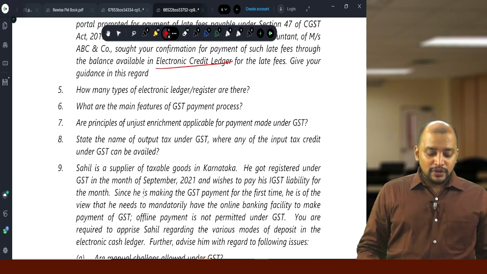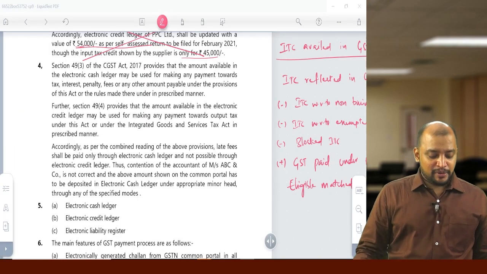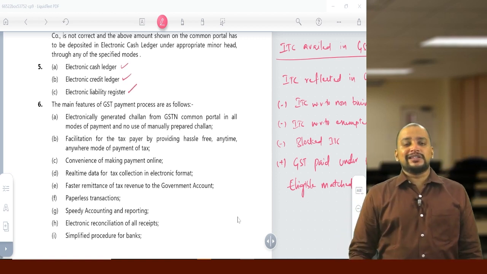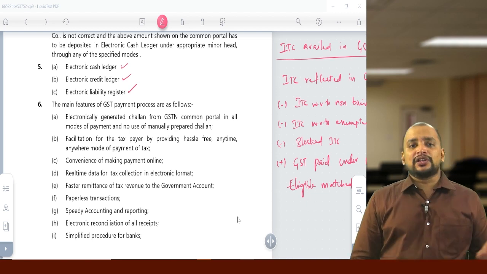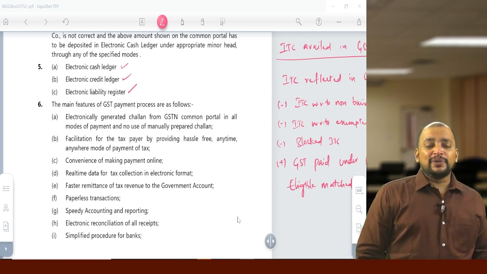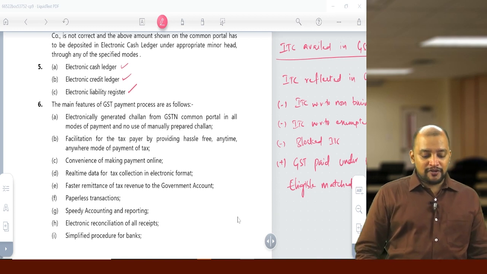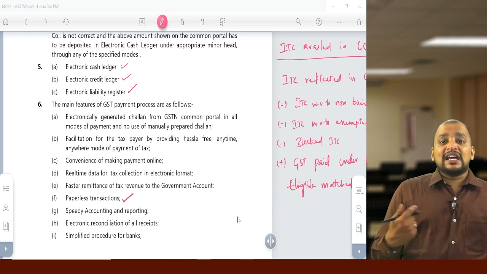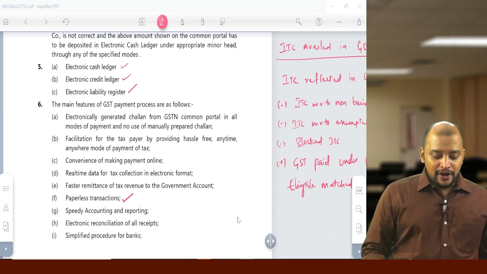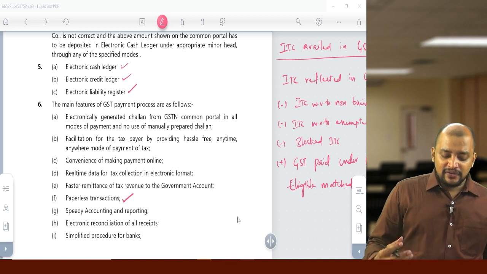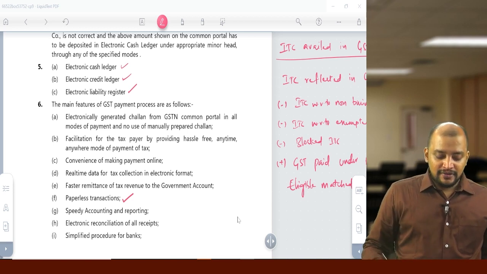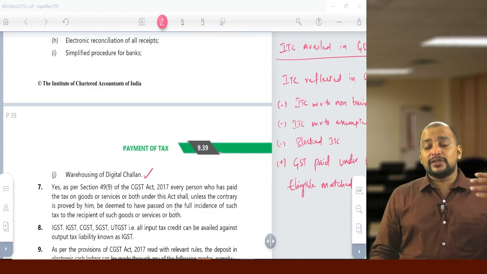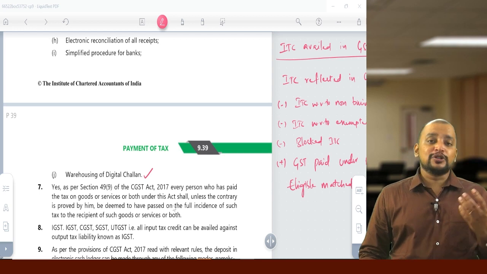What are the main features of GST process? So three ledgers we have seen. Main features of GST process is that now there is elimination of paper transactions. Completely everything is automated. Therefore, paperless transactions. Previously challans we needed to preserve, but now we don't have to preserve the challan. Everything will be recorded. Therefore, warehousing of digital challans. Now we don't have to preserve, it's already there, automatically captured.